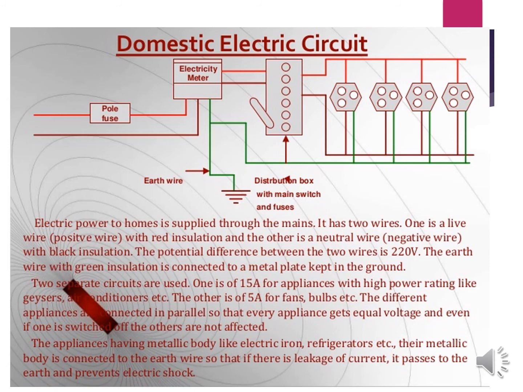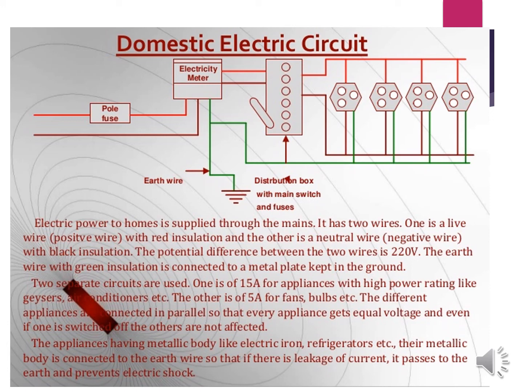Domestic electric circuit. Electric power to homes is supplied through the mains. It has two wires. One is a live wire, that is the positive wire with red insulation, and the other is a neutral wire, that is the negative wire with black insulation. The potential difference between the two wires is 220 volt. The earth wire with green insulation is connected to a metal plate kept in the ground.